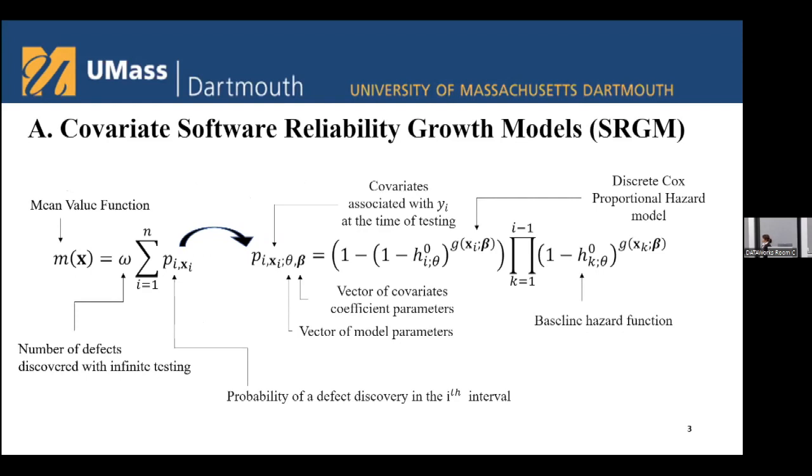As a quick review of the covariate software reliability growth model, I start with the mean value function, which is the predicted number of failures up to and including the nth interval, in which omega shows the number of defects discovered with infinite testing. And pi here is the probability of a defect discovery in the ith interval, and can be calculated using this formula, in which xi is the covariate associated with yi, theta is a vector of the model parameters, beta is a vector of covariate coefficients, and h indicates the hazard function.